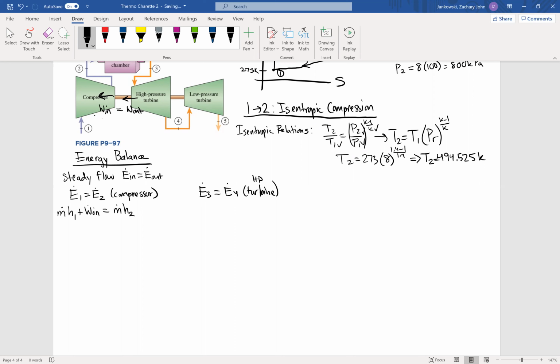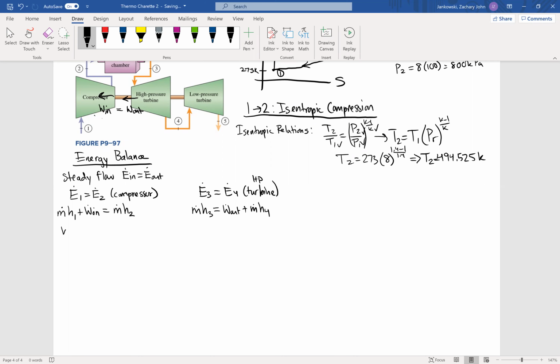Now, back to our turbine side, we're going to do the same thing, but since we have work out in this case, the only term on our left side is our m dot specific enthalpy at state 3, and that is equal to our W dot out plus our m dot specific enthalpy at state 4.